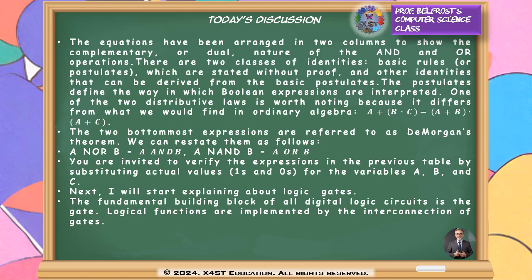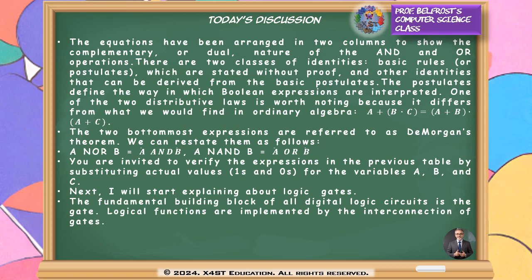The two expressions are referred to as De Morgan's theorem. We can restate them as follows: NOT (a or b) equals NOT a and NOT b, and NOT (a and b) equals NOT a or NOT b. Actually, there are bars on top of both, but they appear very small. There's an error on the machine. You're invited to verify the expressions shown in the previous table. That's your assignment for today.